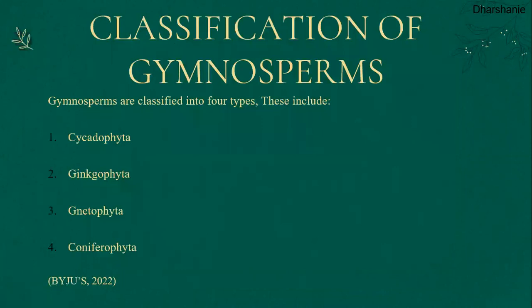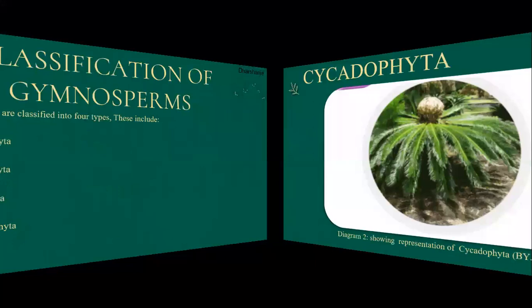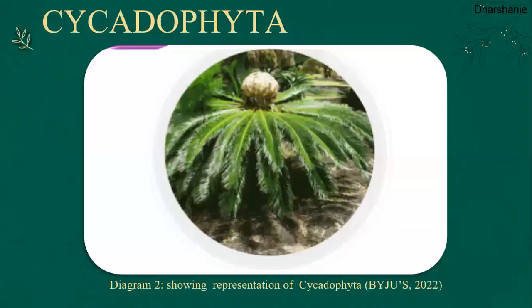Now let us have an overview of the classification of gymnosperms. Gymnosperms are classified into four groups. These include Cycadophyta, Ginkgophyta, Gnetophyta, and Coniferophyta. Cycadophyta, or cycads, are individual plants that are either all male or all female. Don't worry, my colleagues and I will talk more about this specific type in our presentation. The diagram basically shows what Cycadophyta looks like.